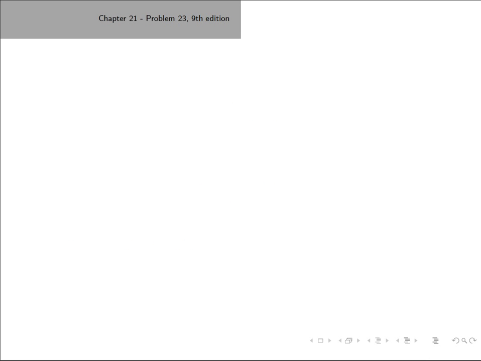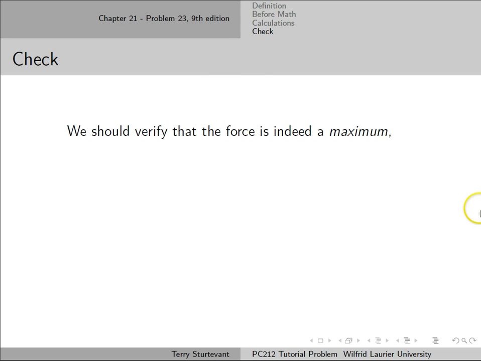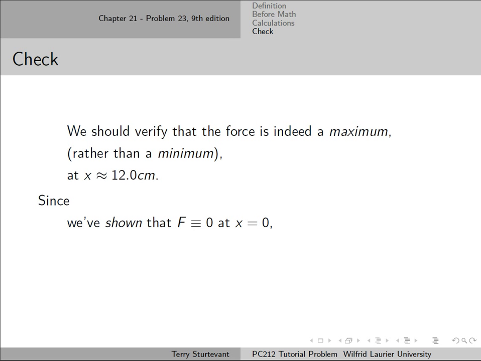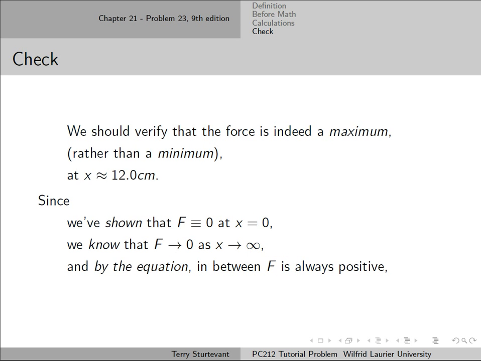Now, as a check, we can verify that that force is a maximum rather than a minimum. To do that, there's a couple of things that we know. First of all, we've shown that the force is actually 0 at x equals 0. We also know the electrostatic force goes to 0 as the distance goes to infinity. And because the charges are all positive, we know that in between, the force is always positive. So since it's 0 at both ends and positive in the middle, then by definition, F must be a maximum at this point in the middle.